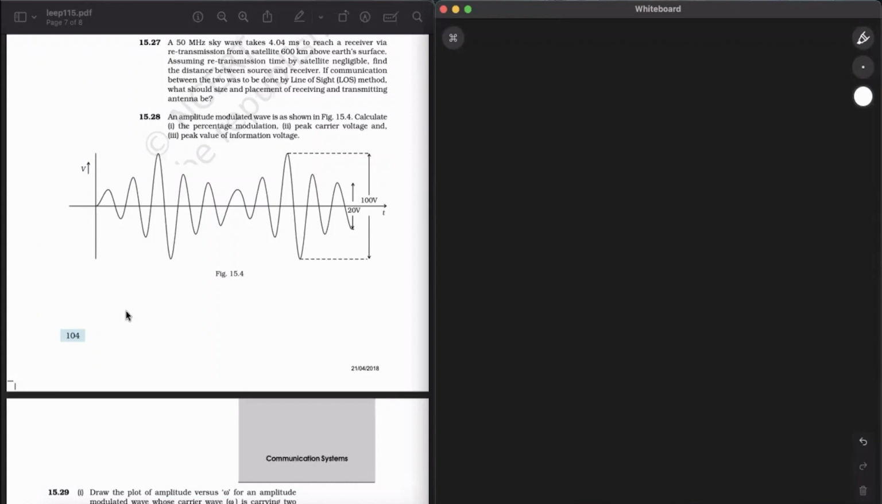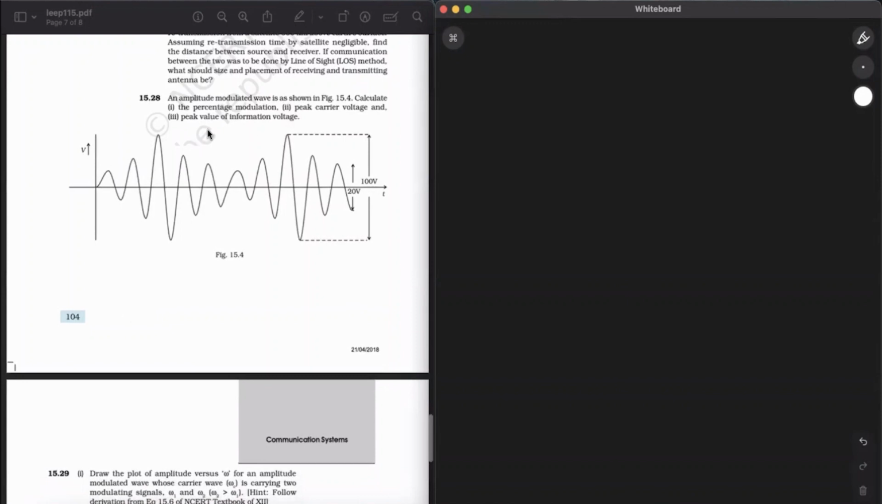Okay, so the next question is question number 28. An amplitude modulated wave is shown in the figure. Calculate the percentage modulation, first of all, peak carrier voltage and peak value of information voltage. From the figure, we can see that Vmax is 100 volts. So Vmax will be 100 by 2. Vmax is measured entirely above the base, so Vmax will be 100 by 2. Understood? Why are we dividing it by 2? Because the distance between the topmost and bottommost point is 100. So Vmax will be 100 by 2, equal to 50 volts.